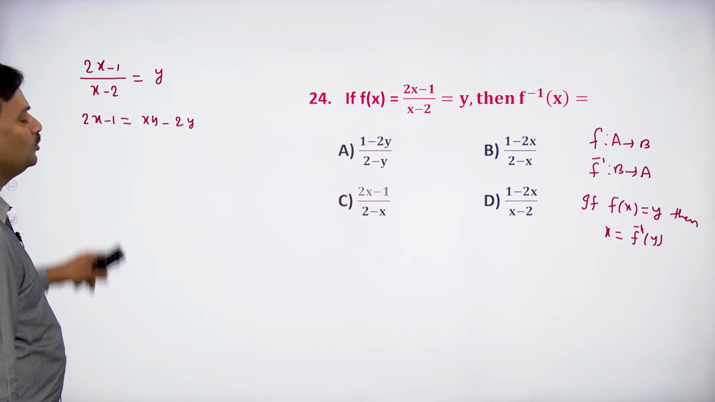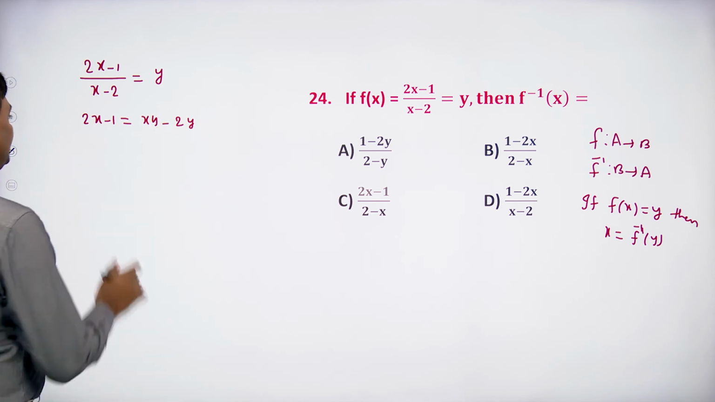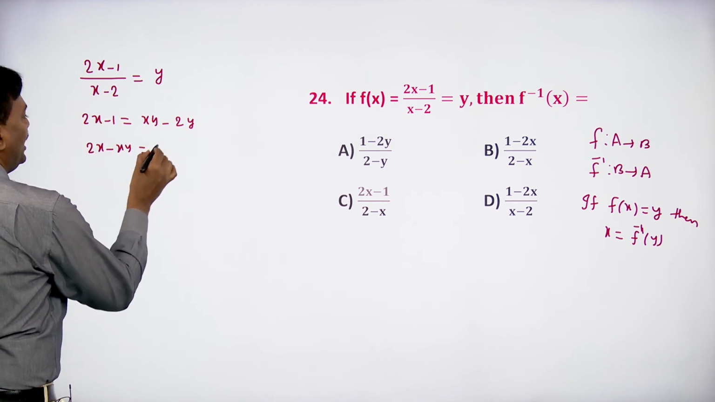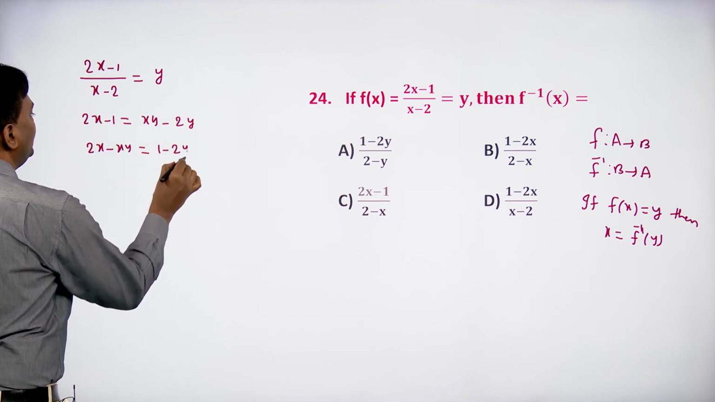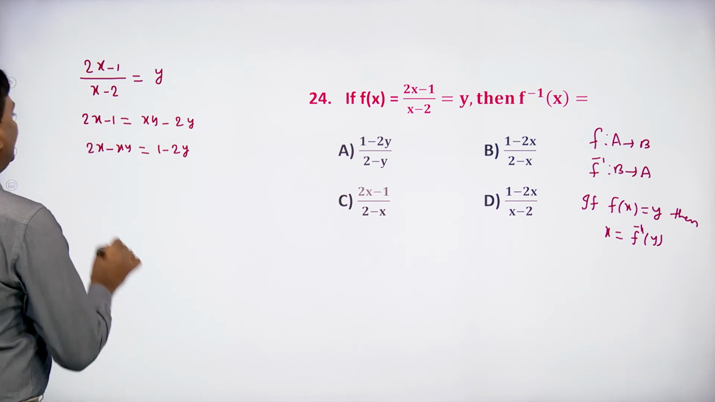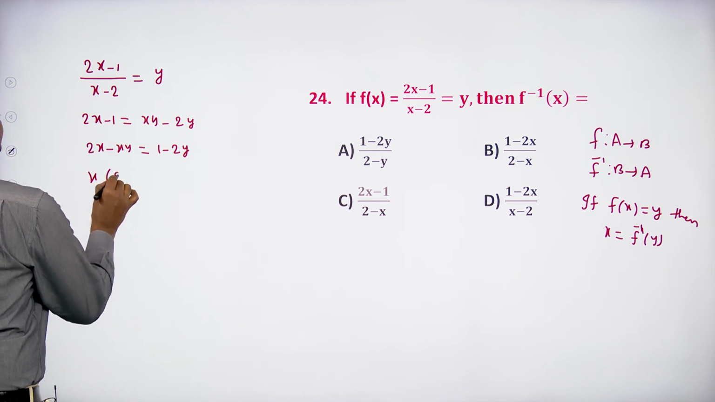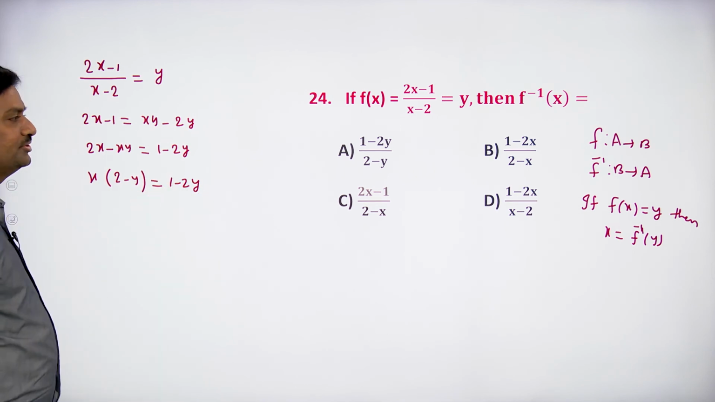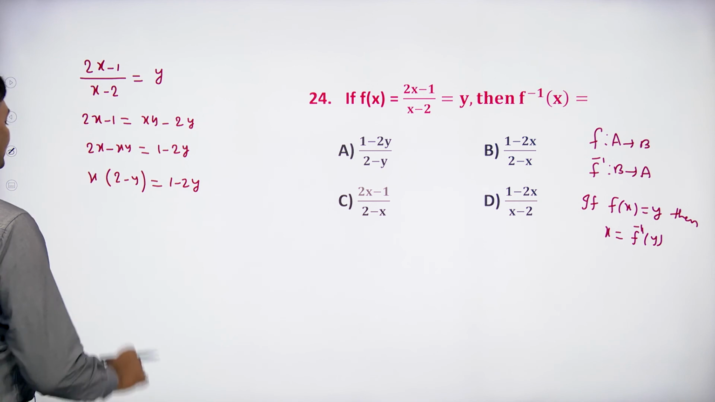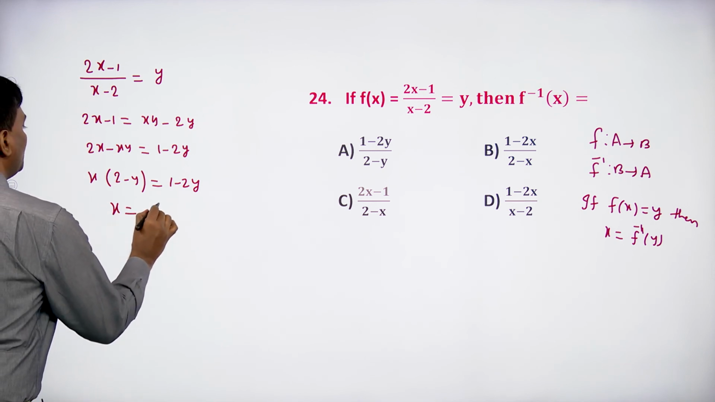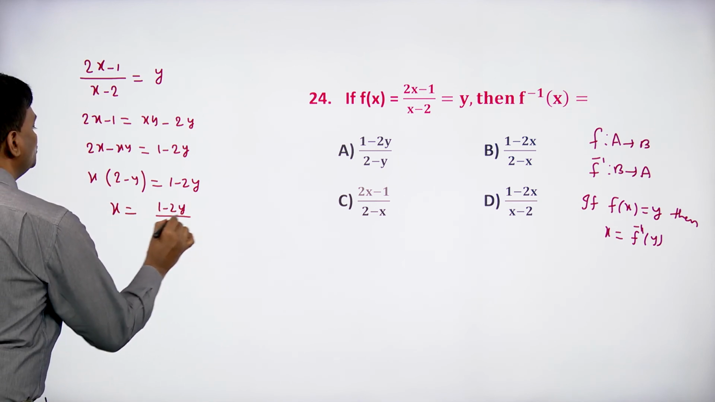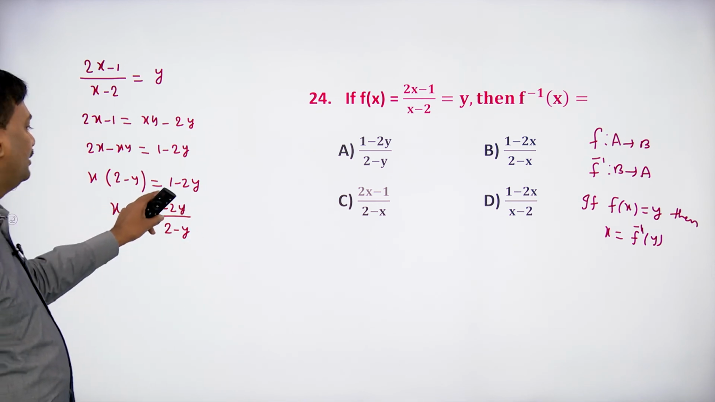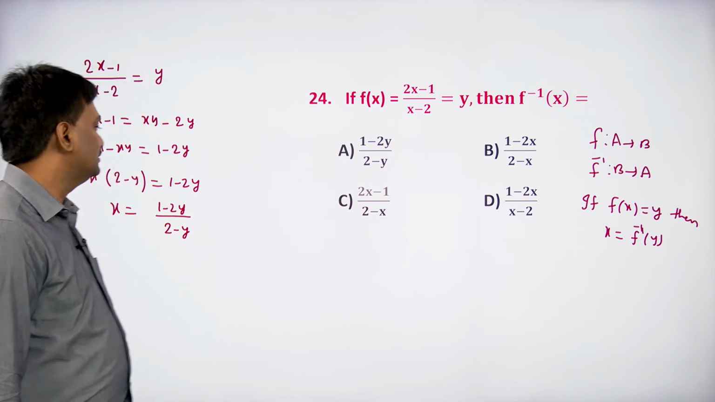If you take xy to this side and minus 1 to this side, 2x minus xy equals, by taking minus 1 to this side, 1 minus 2y. Here by taking x as common, x into (2 minus y) equals 1 minus 2y. So from this we can write x equals (1 minus 2y) by (2 minus y).